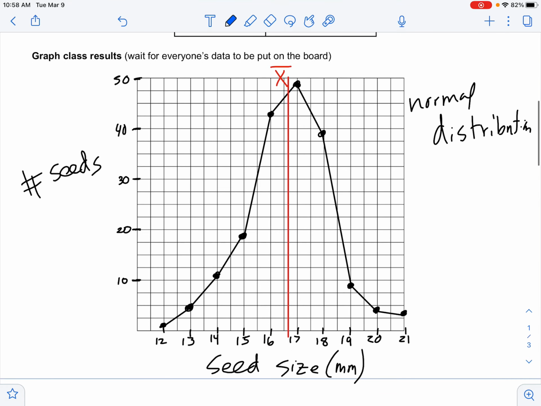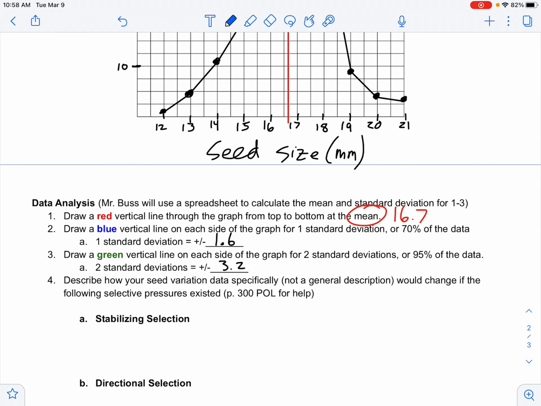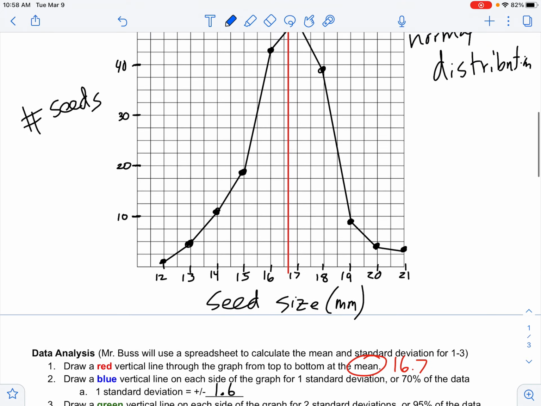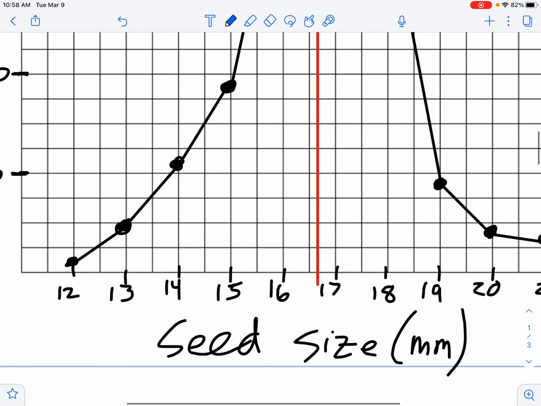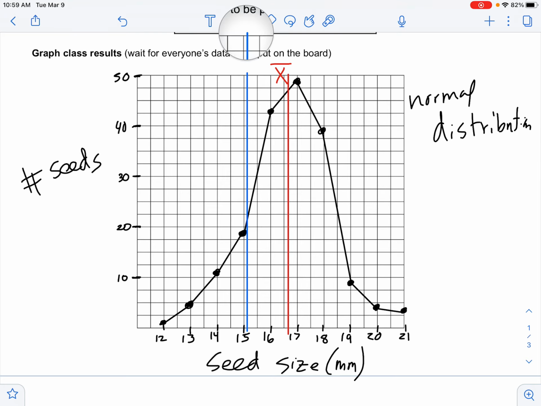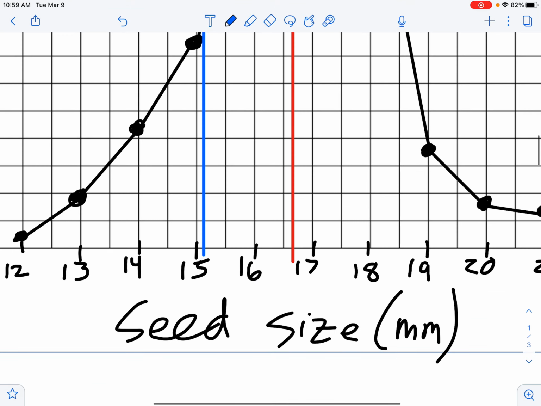So in AP Bio, you'd have to be able to work with the concept of standard deviation. So what is 16.7 minus 1.6? That'd be 15.1. So we'll need a blue vertical line at 15.1. And again, that represents 1 standard deviation in that direction, and we'll also need 1 standard deviation in that direction.